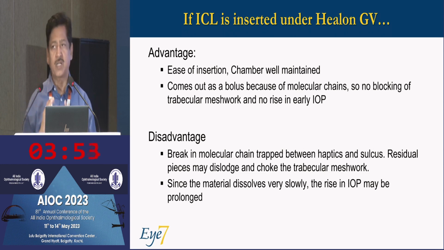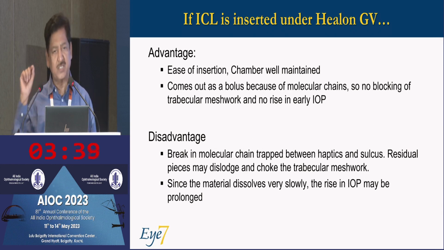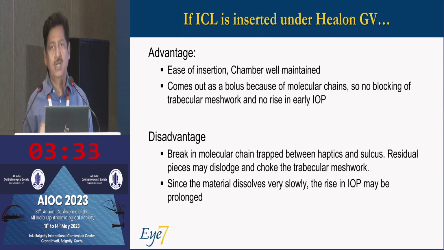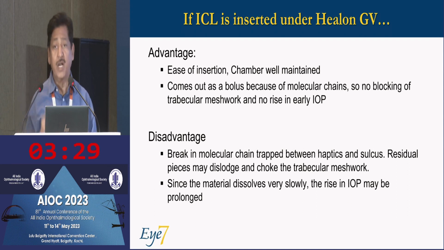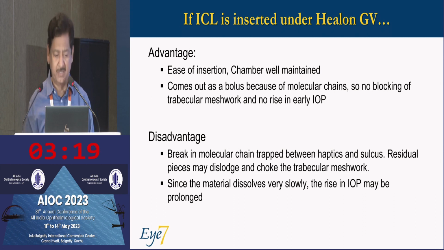I felt that there was a rise in IOP and probably some kind of break in the molecular chain trapped between the haptics and the sulcus. So it is not necessary that the whole thing has to come out in a bolus. Something could break in the molecular chain and still get trapped, and those residual pieces may dislodge, come towards the trabecular meshwork and block it. These pieces dissolve very slowly, so the IOP rise may be prolonged. I may be wrong in my assumption, but I assumed that was probably the reason.